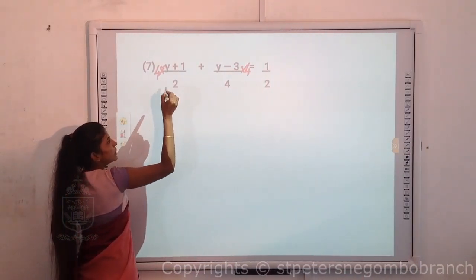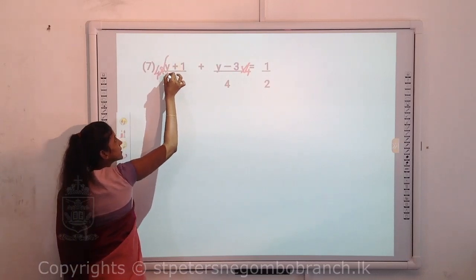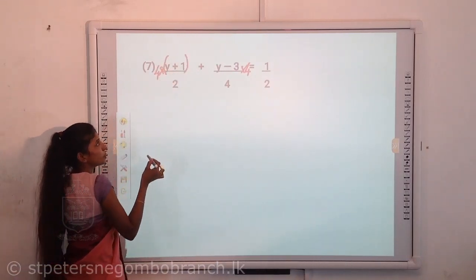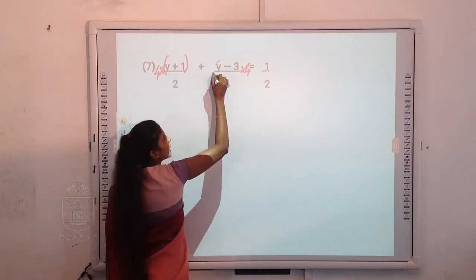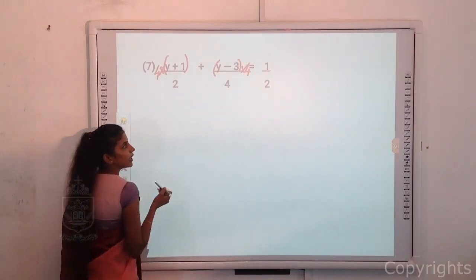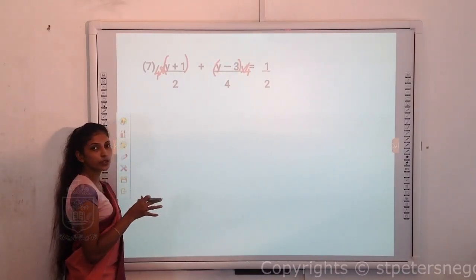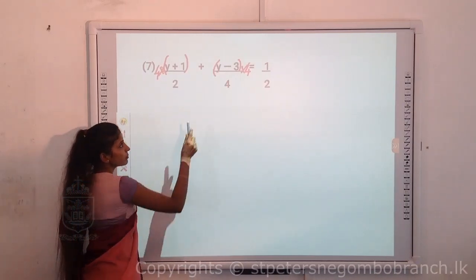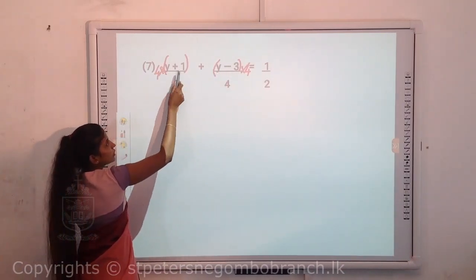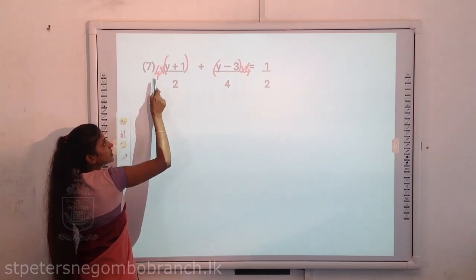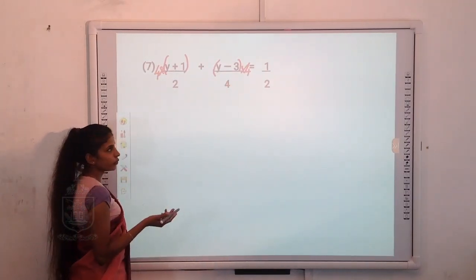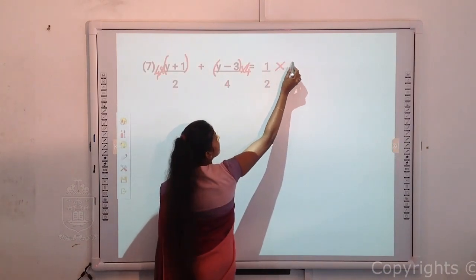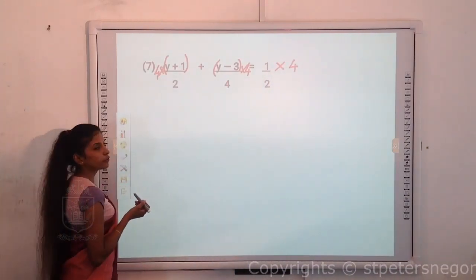When you are multiplying, you can see this whole expression is multiplied by this term, this whole expression is multiplied by 4. It's very important for you to put the bracket here, because there are two terms. Both terms are multiplied by 4. This side should also be multiplied by 4.